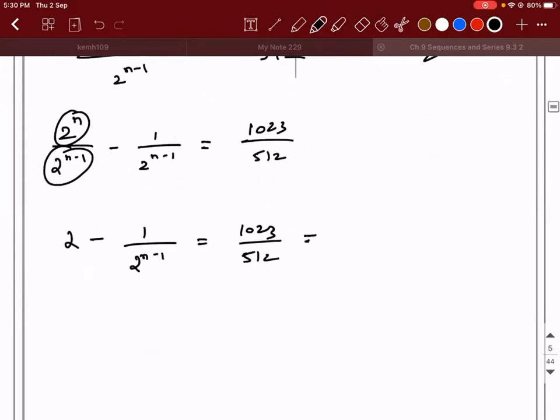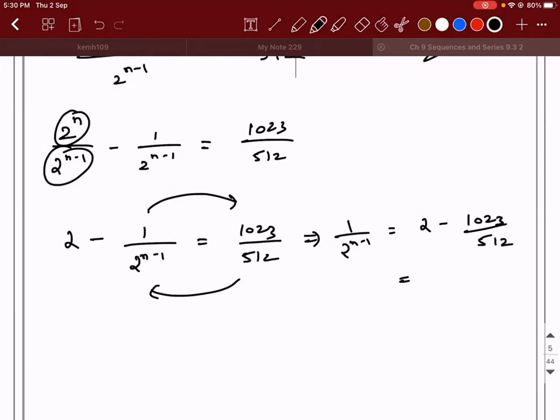Right. So from this I can conclude 1 divided by 2 power n minus 1. I will take this to the other side, so the left hand side will be equal to 2 minus 1023 divided by 512. So 512 into 2 is how much? 1024. 1024 minus 1023 is 1. So it will be 1 divided by 512. Is there anyone who didn't understand what I did? This is the crucial step.